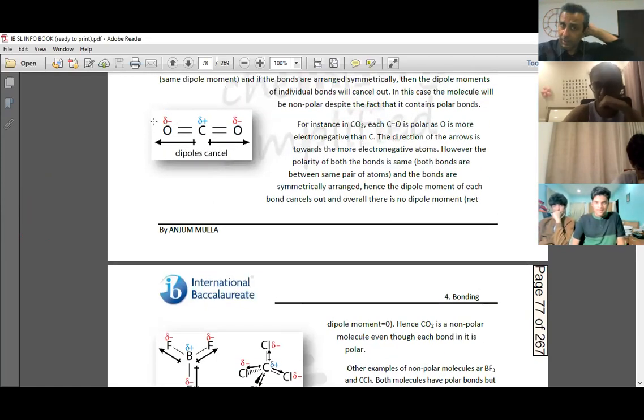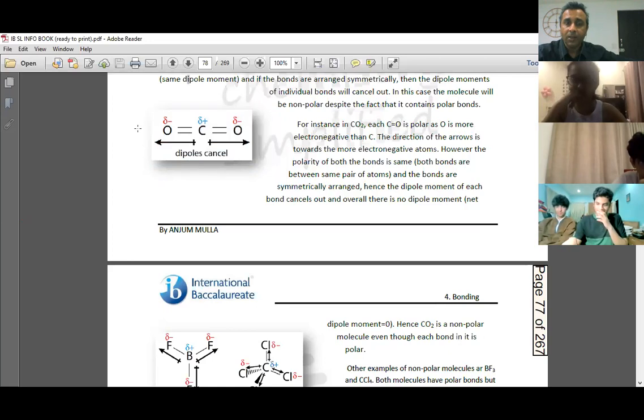Sometimes it happens that in a molecule the bonds are polar, but the molecule is not polar. Okay, the bonds in the molecule are polar, but the molecule is not polar. Example is carbon dioxide. Okay, now how?